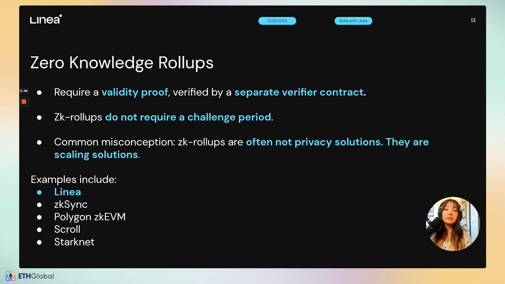And I do want to also note one common misconception, I think especially for people who are just entering the space. ZK, people think a lot about privacy, which is absolutely a use case. However, ZK rollup is not often a privacy solution. It is a scaling solution, right? So examples of ZK rollups, scaling solutions, are Linea, ZK Sync, Polygon ZK VM, Scroll, and Starknet.